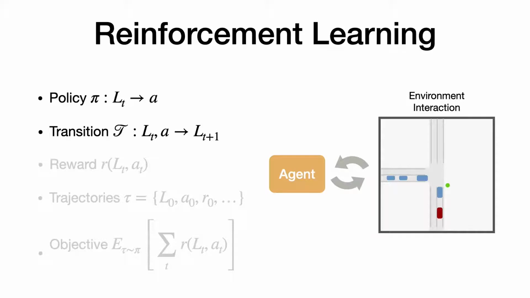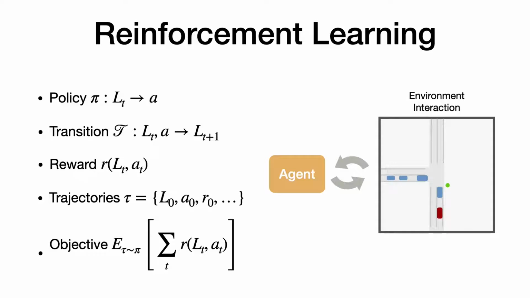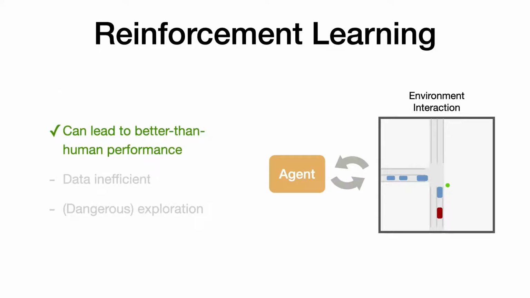We then define a reward function that encourages good driving behavior and penalizes unsafe driving behavior or crashes. And finally, we optimize an objective that says that over time, we would like to maximize the reward that our agent's actions get. Reinforcement learning can, in theory, find better than human policies. However, in practice, it is very data inefficient. It relies on a potentially dangerous exploration phase where the algorithm tries arbitrary actions to estimate their outcome and reward.